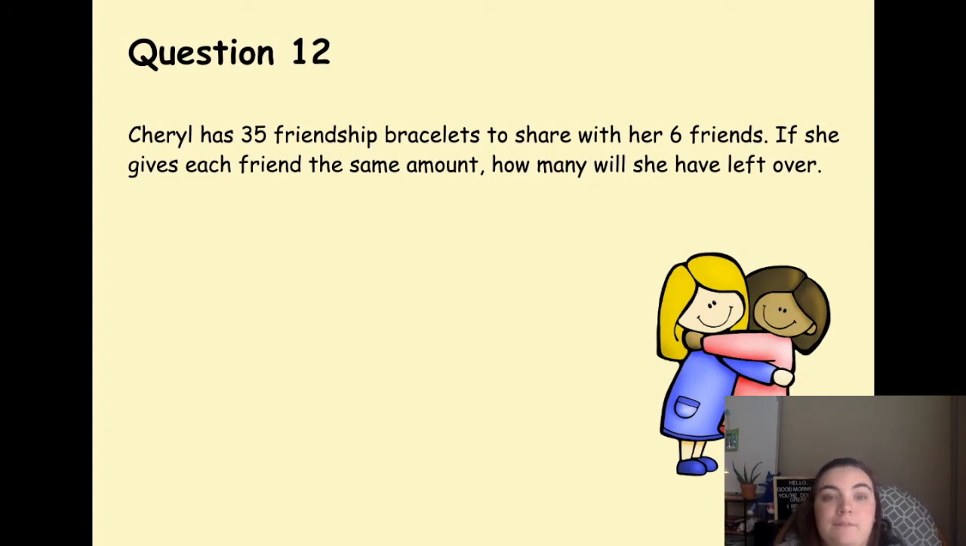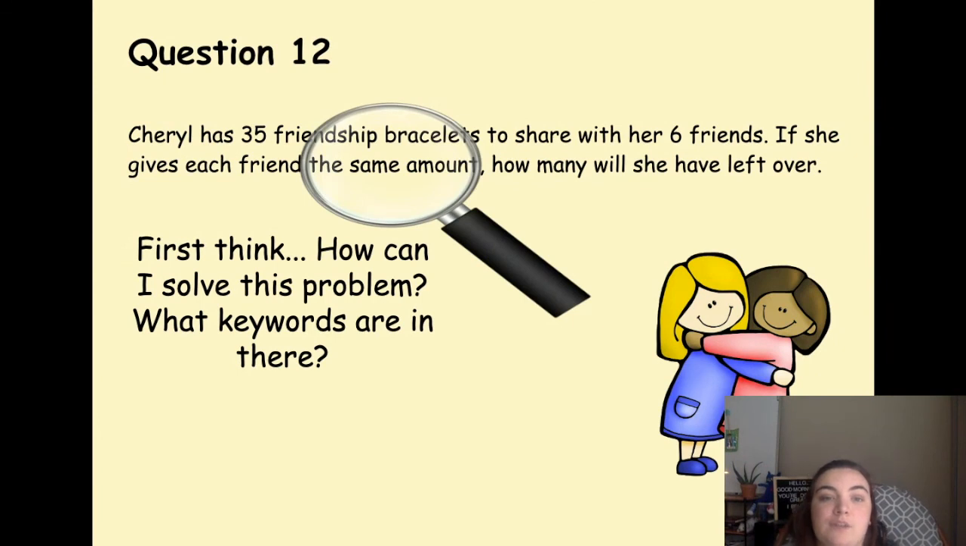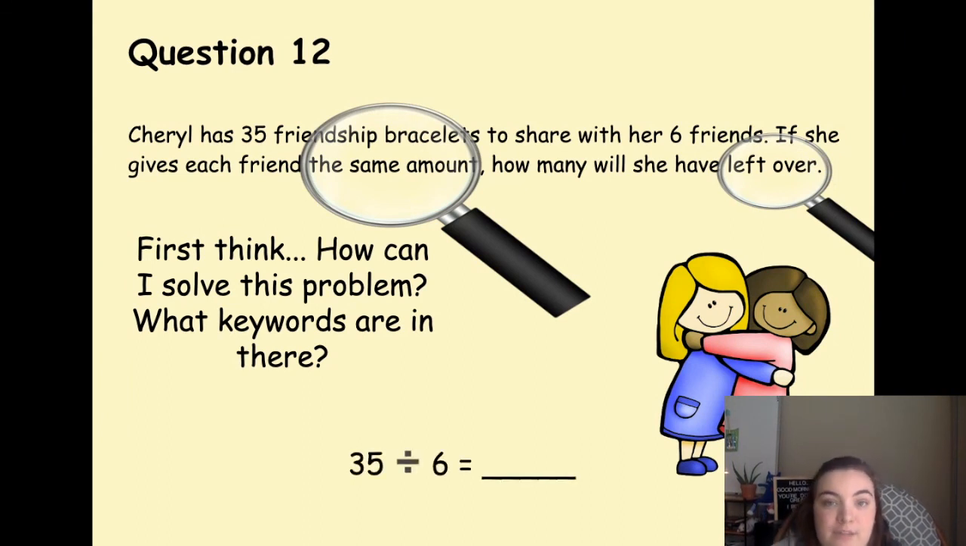Cheryl has 35 friendship bracelets to share with her 6 friends. If she gives each friend the same amount, how many will she have left over? So I have to think, how can I solve the problem and what keywords do I have? I see that she's going to give the same amount to each friend, which means we need to split them into equal groups. And I also see the words "left over," which means I think we might have a remainder. Remainder would signal division. So 35 divided by 6.